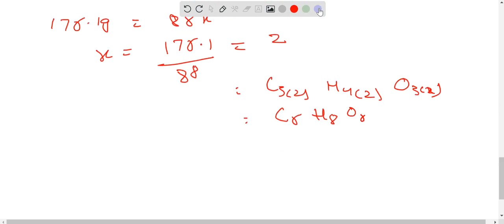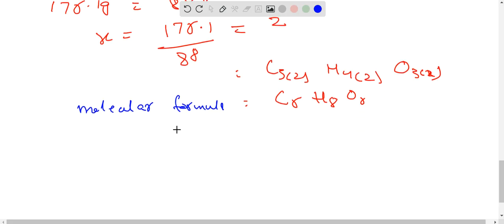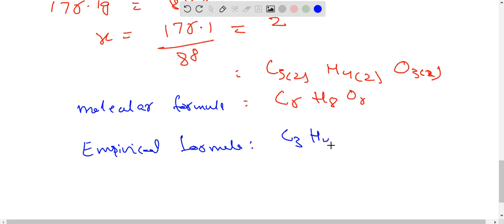So the molecular formula we have is C6H8O6, and the empirical formula is C3H4O3. So this is our final answer.